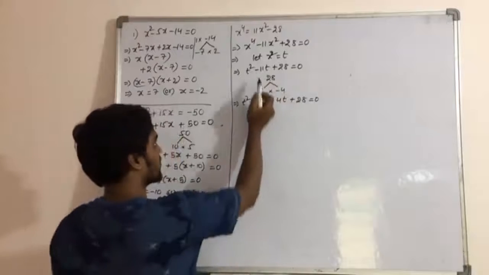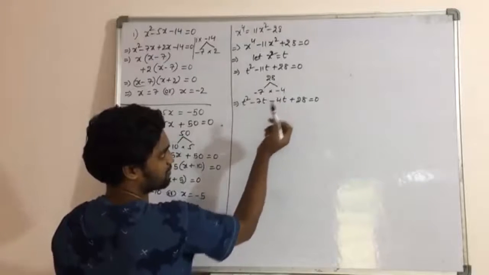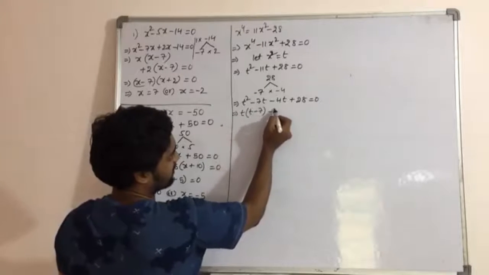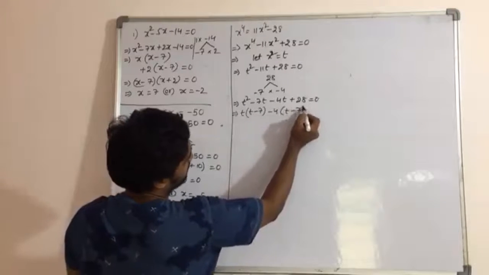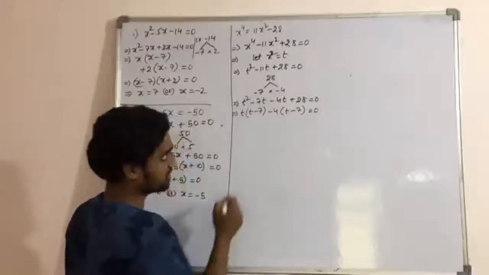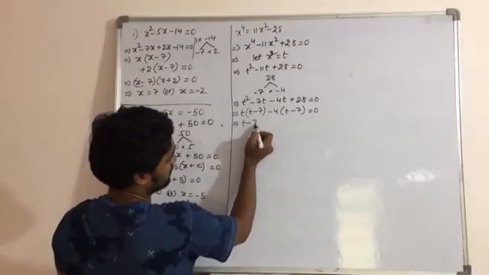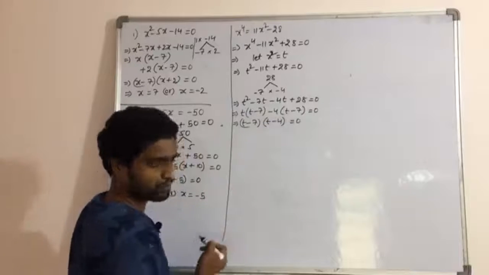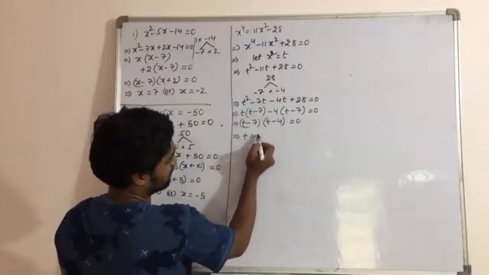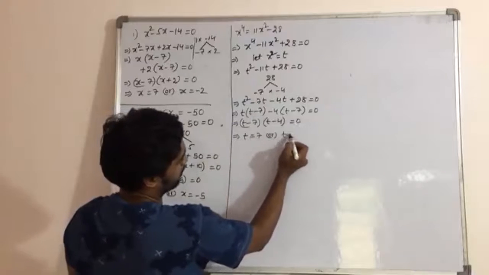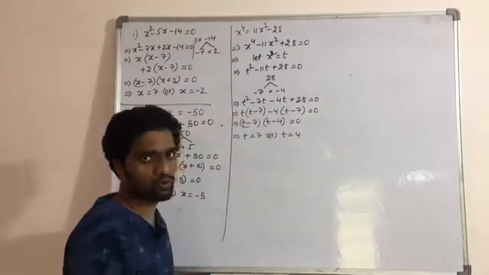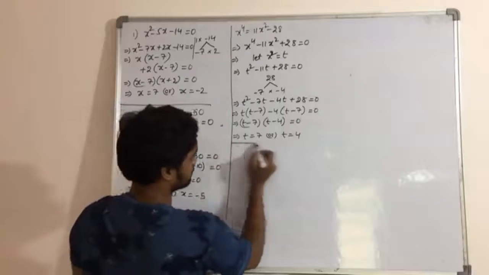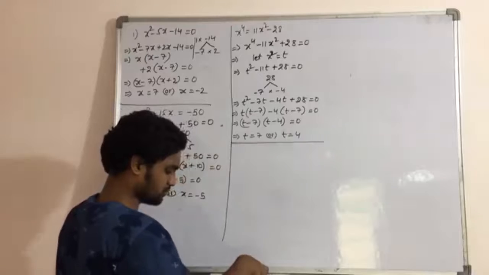So now you can express minus 11 as minus 7 minus 4. Now t of (t minus 7) minus 4 of (t minus 7) is equal to 0. So (t minus 7) into (t minus 4) is equal to 0. So now t is equal to 7 or t is equal to 4. Any doubt here? Next.